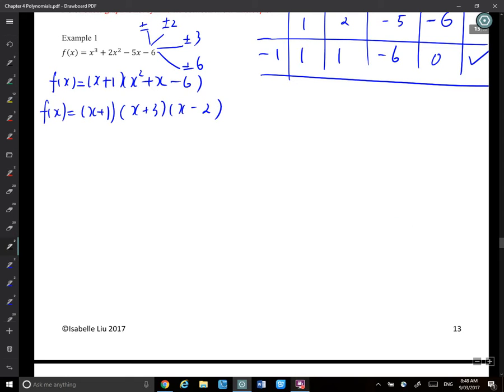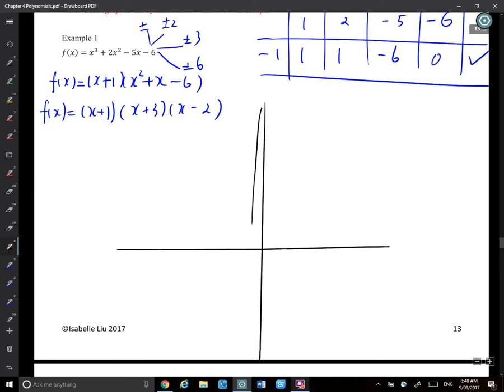And let's sketch all of these. What you can see first is the x-intercepts. So what can the x-intercepts be? When that whole thing equals 0, either this bracket is 0, or this bracket equals 0, or this bracket equals 0. So you will have the points negative 1, negative 3, and positive 2. Okay, those are the 3 x-intercepts you can find: negative 3, 0, negative 1, 0, and 2, 0.